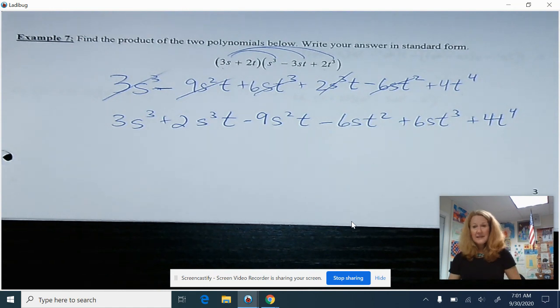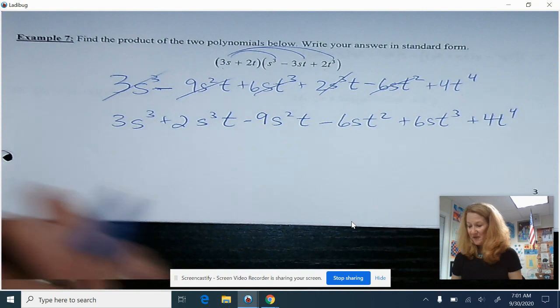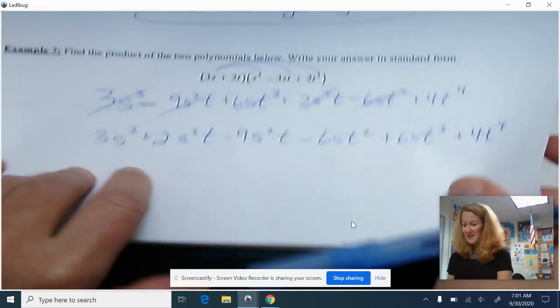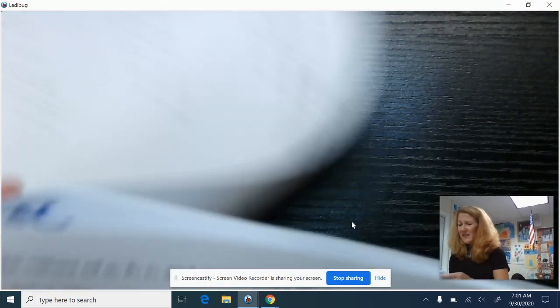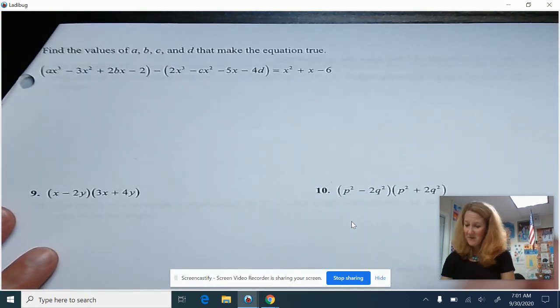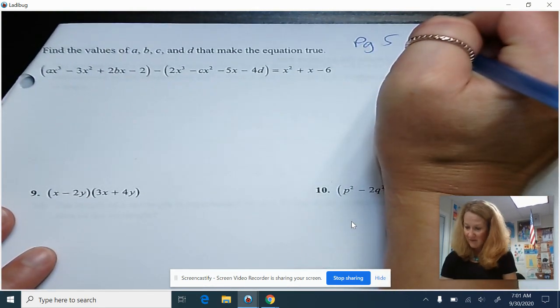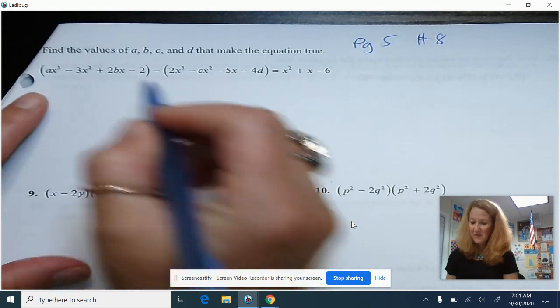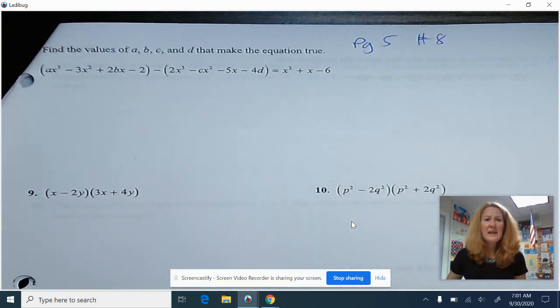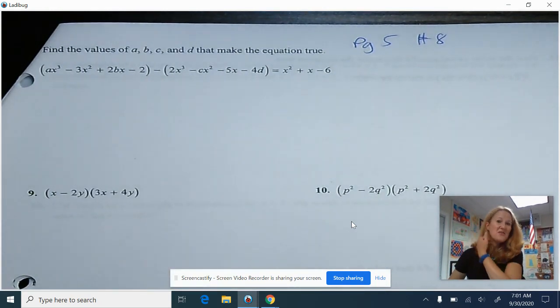All right, the last example that I wanted to do with you is a little bit harder. It is on page 5, the top of page 5. It's example 8. So this one here: find the values of A, B, C, and D that make the equation true.